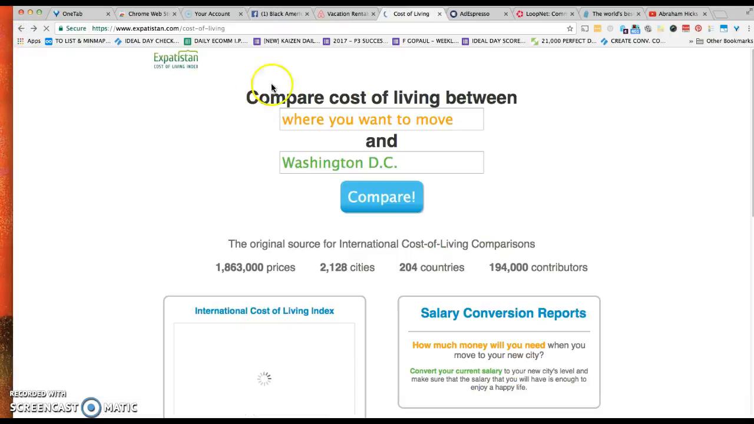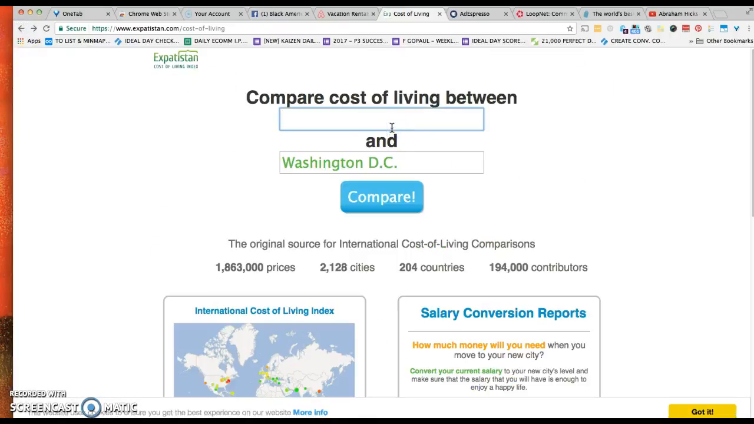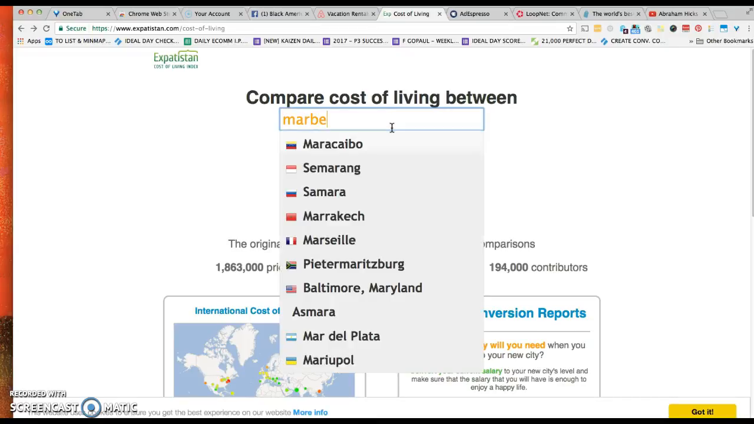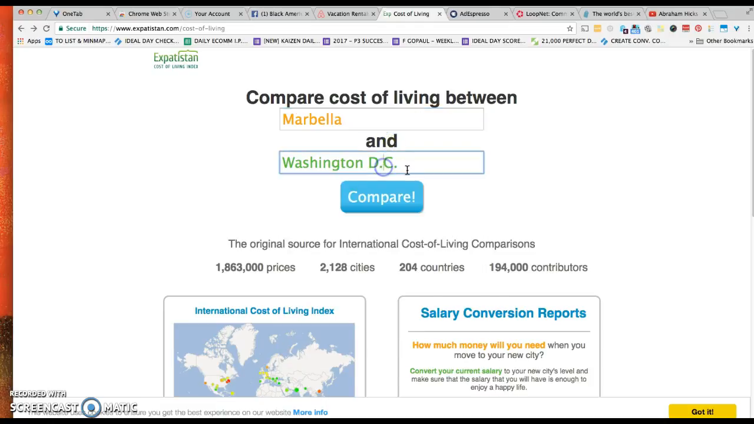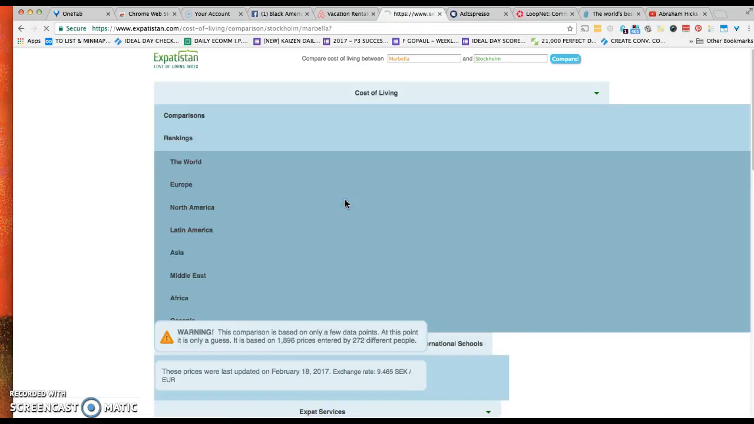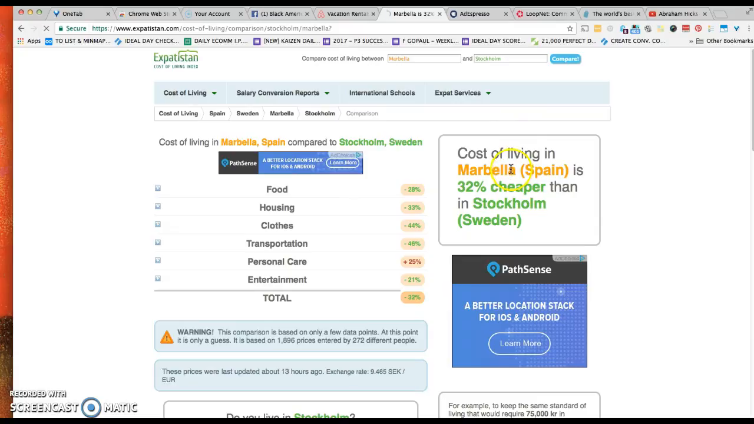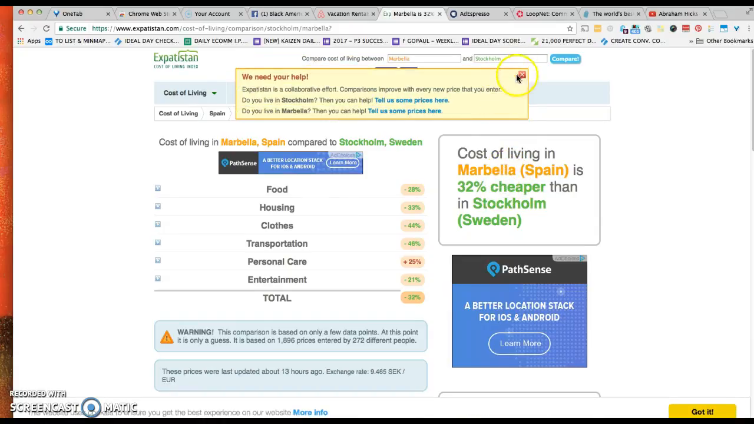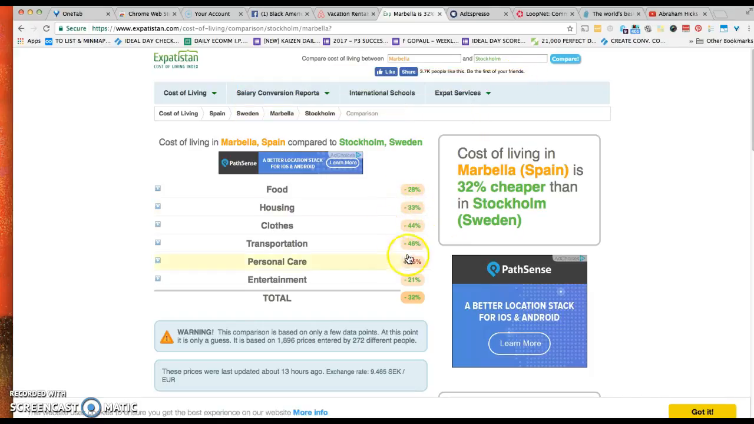Similarly, if I were to make a cost of living comparison between two cities I've lived in before, Marbella and Stockholm, it says Marbella in Spain is 32% cheaper. So the cost of living, particularly housing, you can already see that. In the other one, it was 76%. I'd be reducing my housing cost on average, pound for pound, by 76%. So three quarters. In this one, just one out of three.